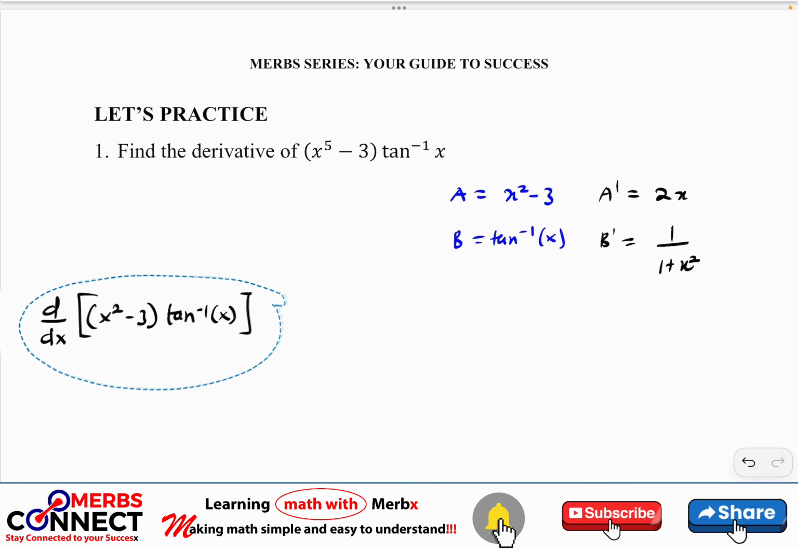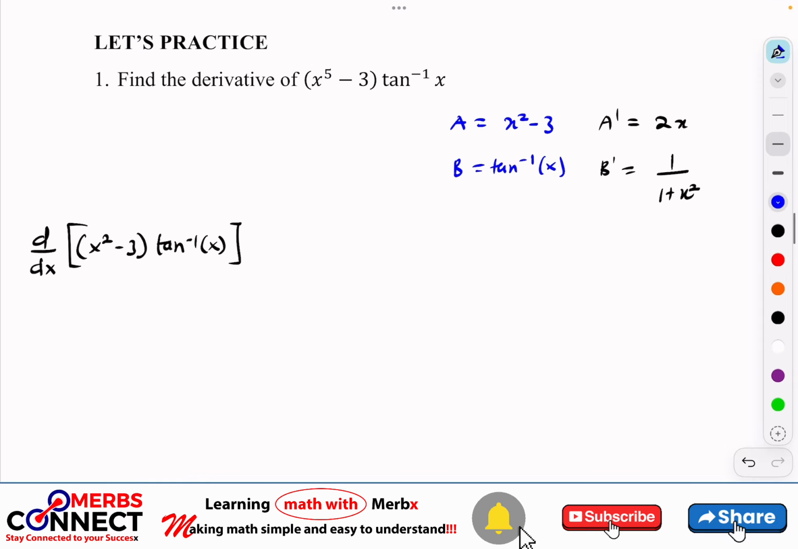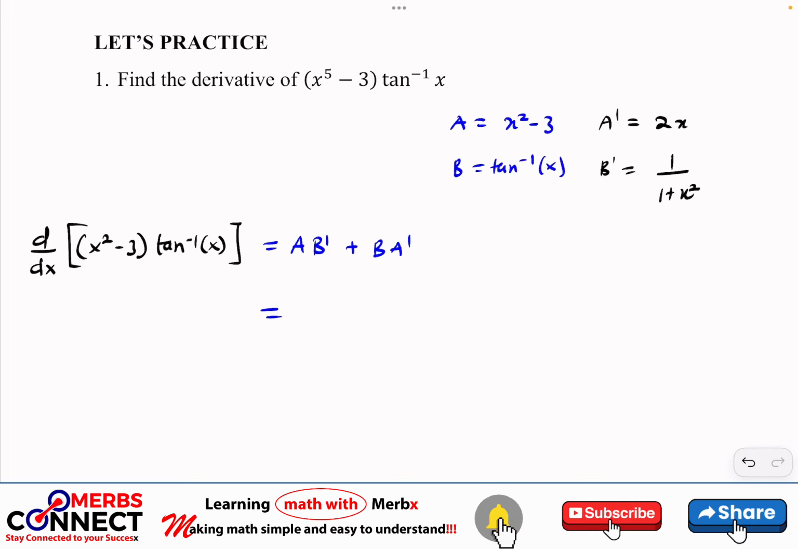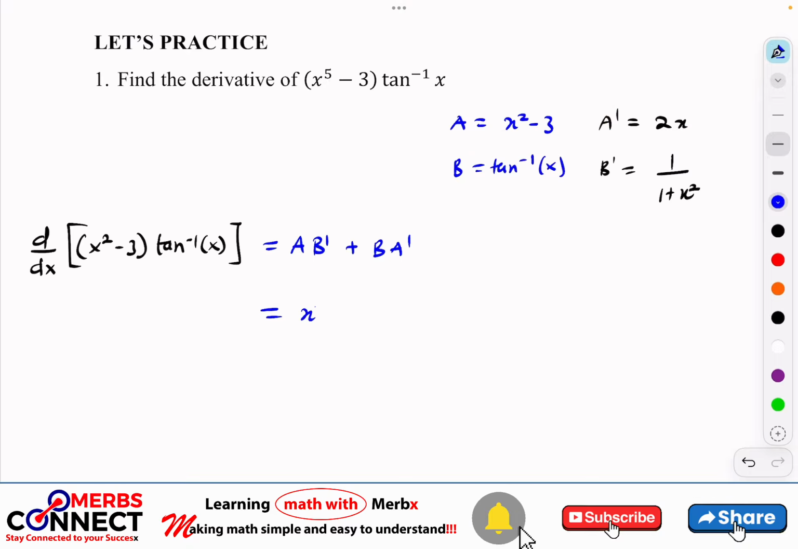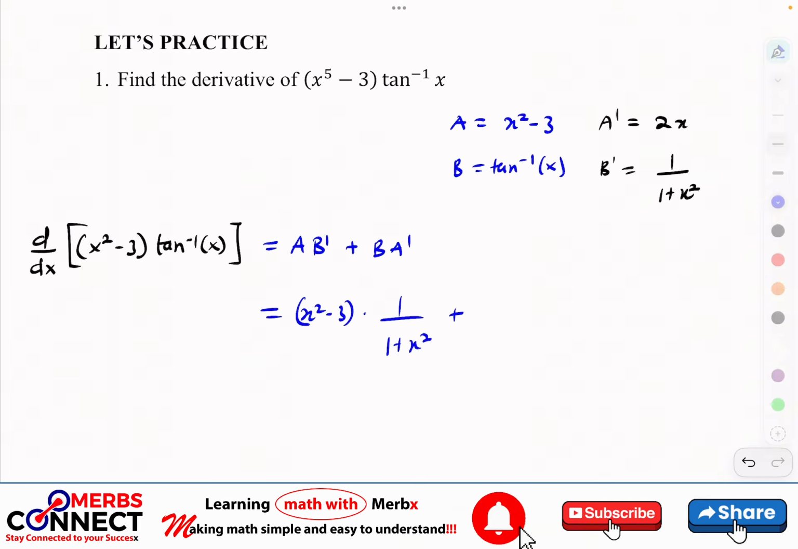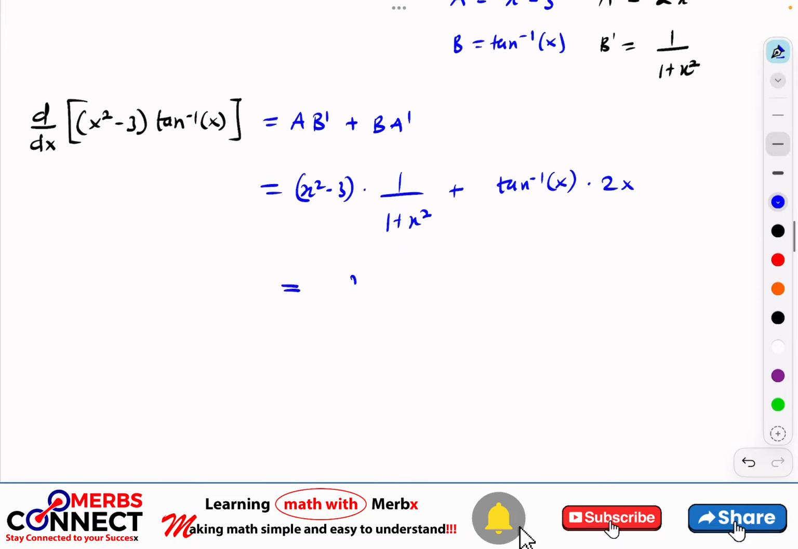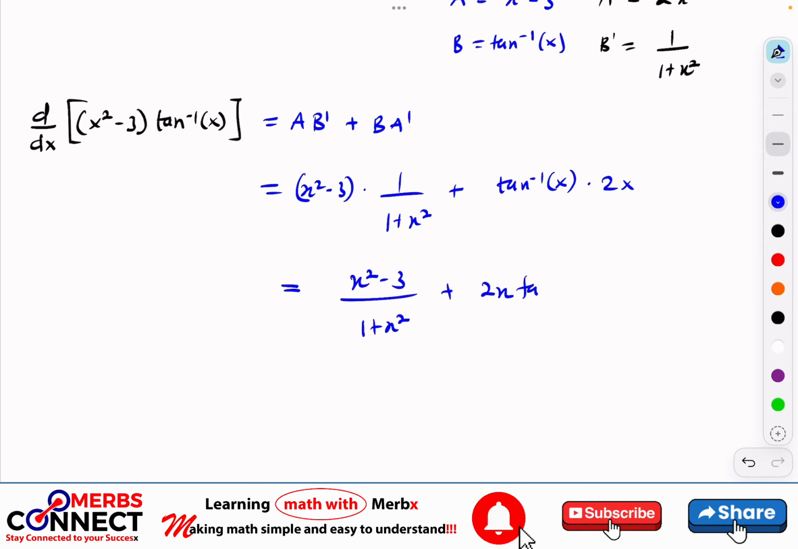So when we differentiate this, what are we going to get? Because the product rule says that if I use a and b, then this is going to be a b prime plus b a prime. So we just do substitution, or you can say that this times this and then this times that. So a is x squared minus 3 times b prime is 1 divided by 1 plus x squared, plus b is this, so we have tan inverse of x times a prime is 2x. So when we simplify this, we have x squared minus 3 divided by 1 plus x squared plus 2x tan inverse of x. Nice.